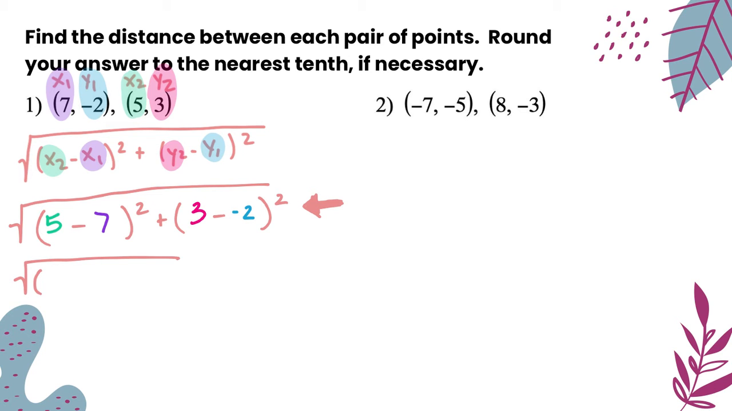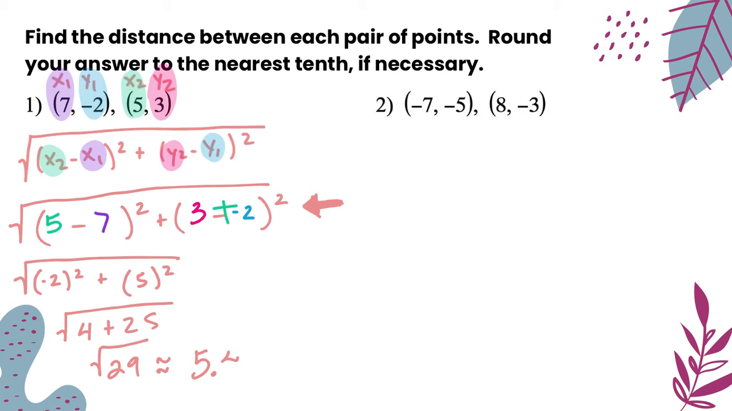If you choose not to plug it directly into your calculator, then you're going to have negative 2 squared plus 5 squared. Remember, when we square a negative number, we get a positive. So 4 plus 25 gives us the square root of 29. When we plug the square root of 29 into our calculator, we get about 5.4 as our decimal answer.